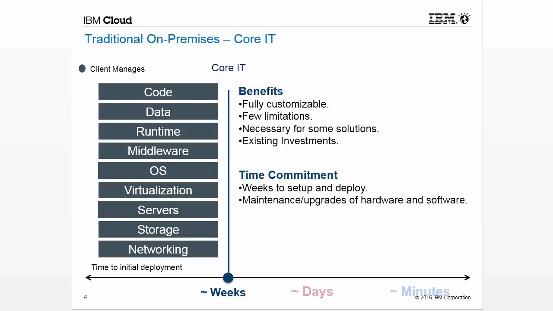The time commitment for new applications in traditional Core IT is typically weeks. This is the time it takes to set up an environment and deploy an initial application. The customer manages the entire technology stack on their own, and dedicated staffing is necessary to maintain both the hardware and the software. Thus, Core IT does not provide a good environment that is conducive to the experimental nature of development in the app revolution.